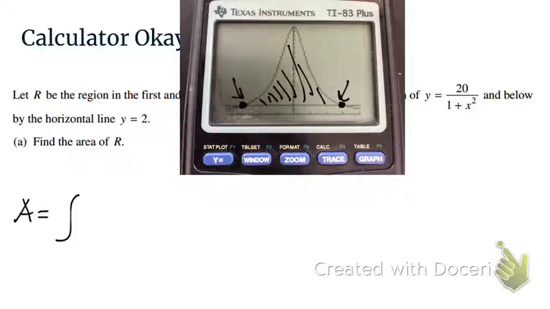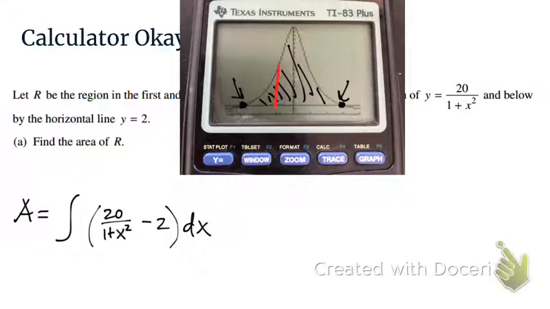So my top function is 20 over 1 plus x squared. And my bottom function is 2. And you guys can see that right here. If I can find the length of one rectangle, that red rectangle, it's the function minus 2. So that's where I got that from. So that's the length of one rectangle. If I put those into my integral and I know my limits of integration, it will add together all the rectangles of that length in this area.